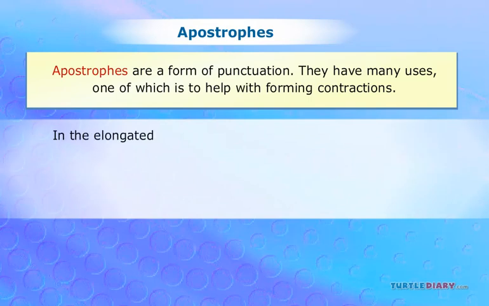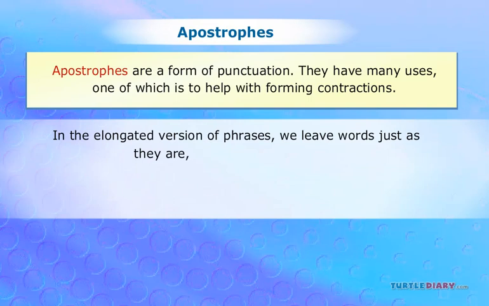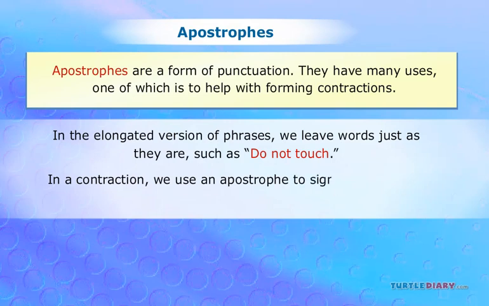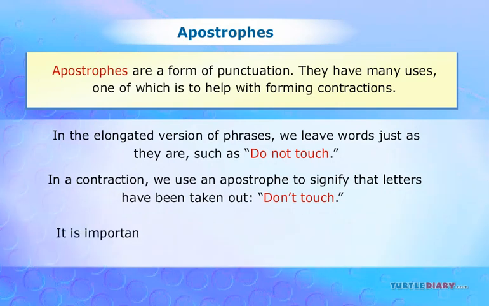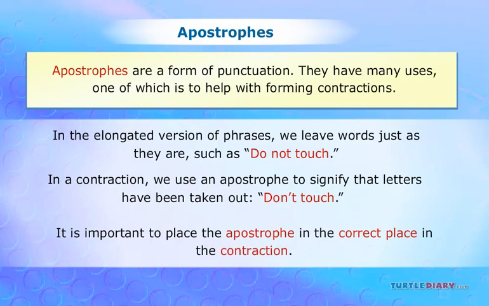In the elongated version of phrases, we leave words just as they are, such as do not touch. In a contraction, we use an apostrophe to signify that letters have been taken out. Don't touch. It is important to place the apostrophe in the correct place in the contraction.